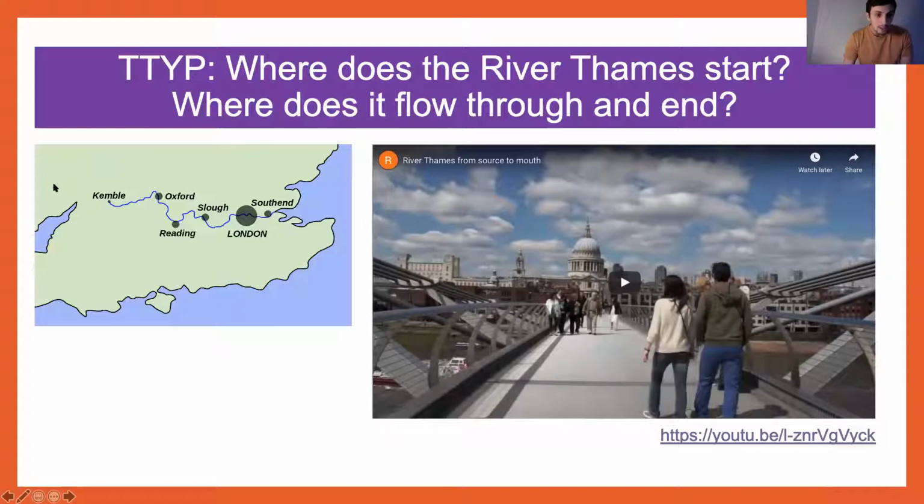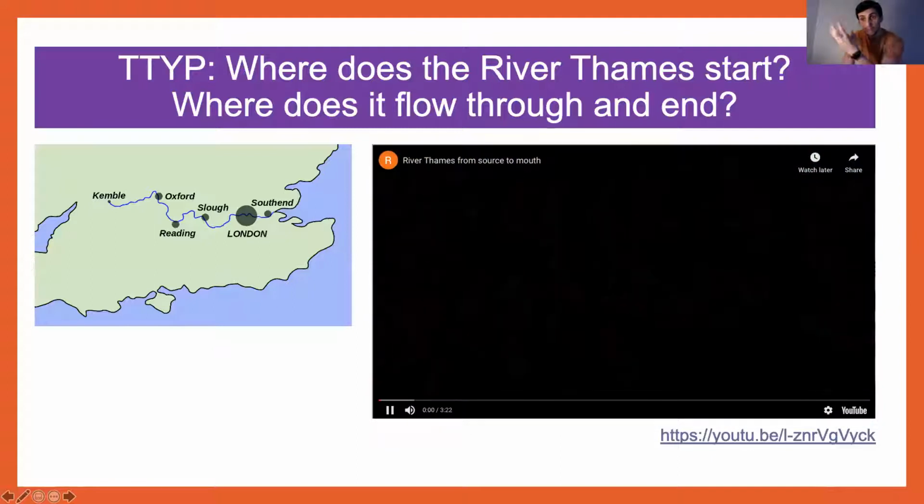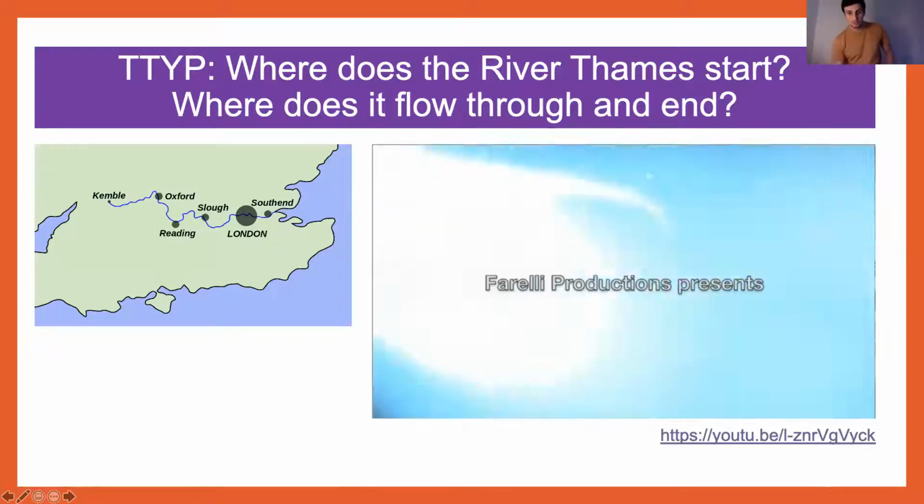If you look on our map here, you can see that it starts in a place called Kemble. This is the river source, because the source is where a river starts. Say that, the source is where a river starts. Good. And in this video, we're going to see the journey of the River Thames all the way from the source to the end, the mouth. So we're going to go from source to mouth.